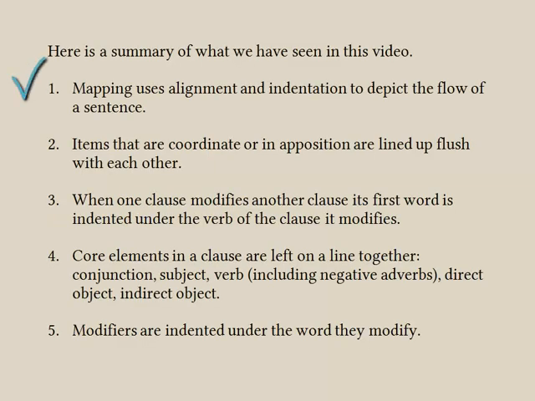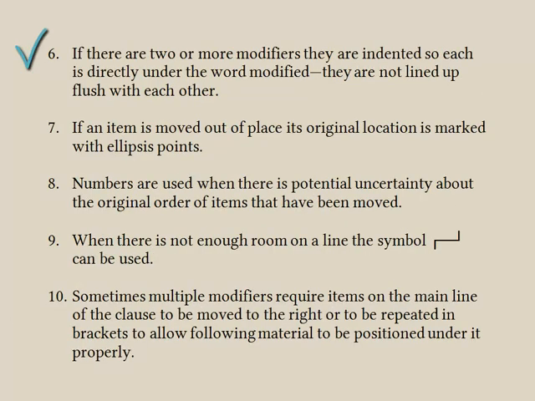Mapping uses alignment and indentation to depict the flow of a sentence. Items that are coordinate or in apposition are lined up flush, and when one clause modifies another clause, its first word is indented under the verb of the clause it modifies. Core elements in a clause are left on a line together. That would be the conjunction, subject, verb, negative adverbs, direct object, indirect object, and modifiers are indented under the word they modify. If there are 2 or more modifiers, they're indented so that each is directly under the word modified. They're not lined up flush with each other.